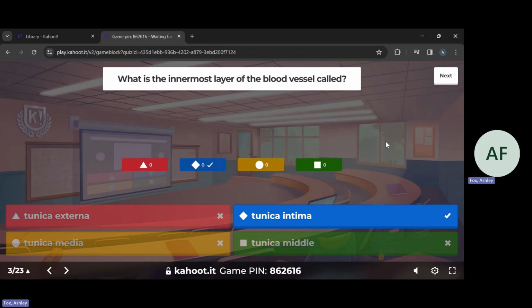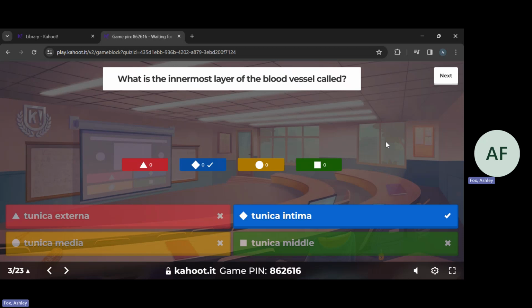So this is the tunica intima, the innermost layer. You might hear it as tunica interna. It's another way we can hear it. So interna or intima is the inner layer. That's of endothelial cells. And then we have the tunica media, which is going to be the middle layer. And then the tunica externa is going to be the outer layer.